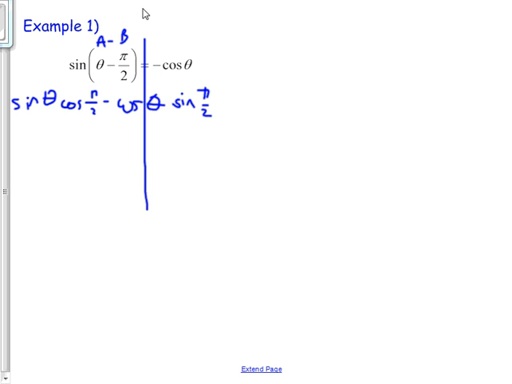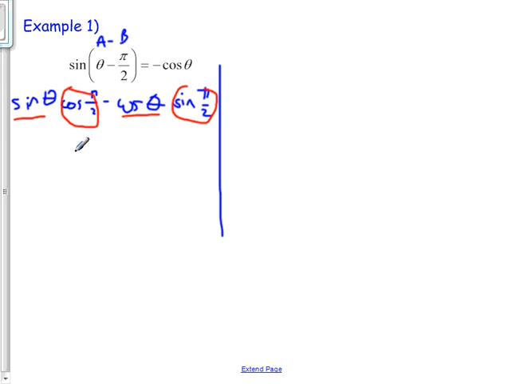Okay, I have to get rid of this guy. He's kind of in the way. Okay, so now some of these we can't do anything with, because we don't have numbers for those. So what we're going to do instead is focus on the values that we can come up with, which are those two. So cosine of pi over 2 is 0. Sine of pi over 2 is 1. So that gives us 0 minus cosine, which is negative cosine of theta, which is what we're looking for.